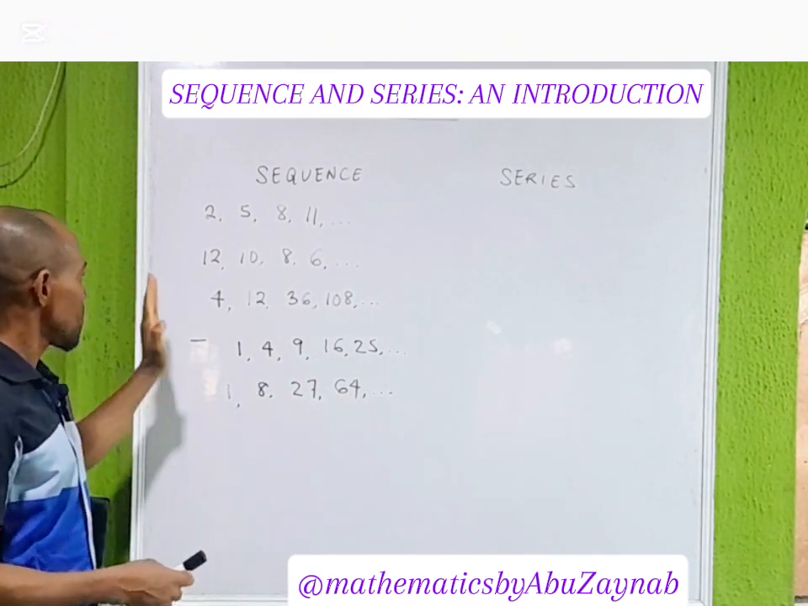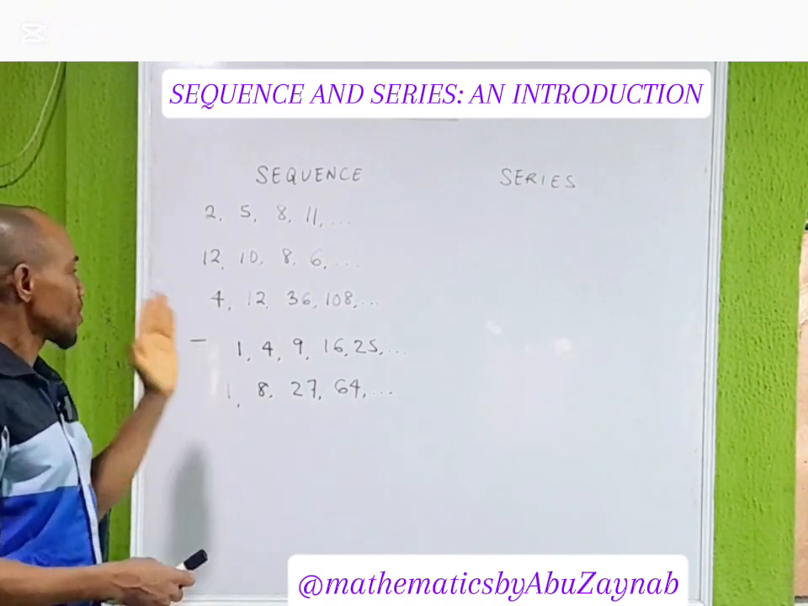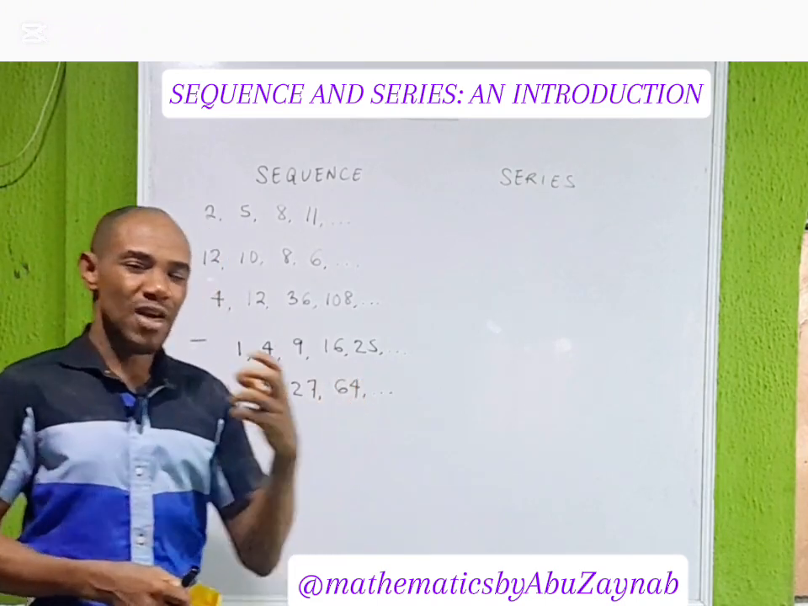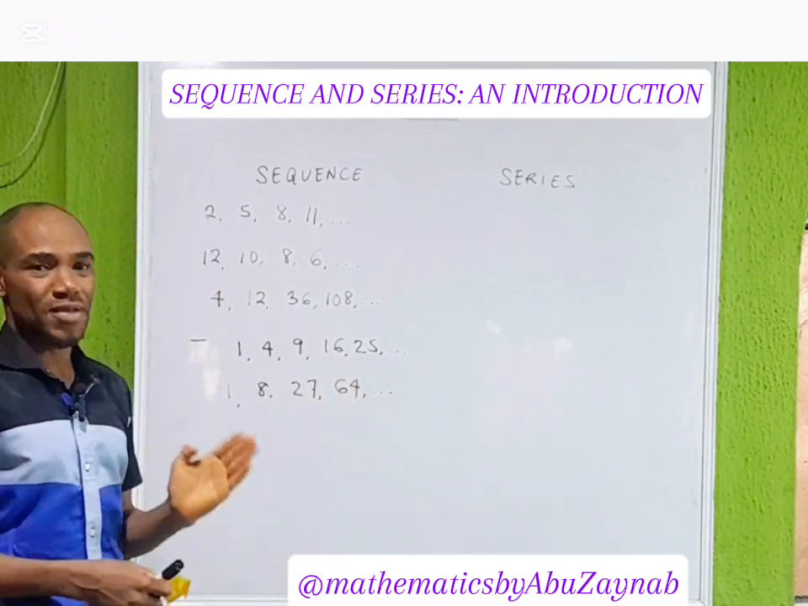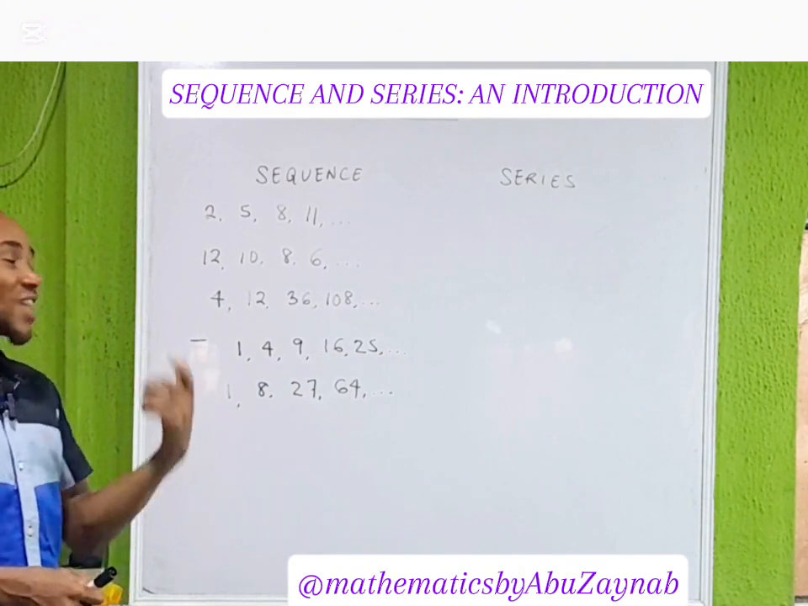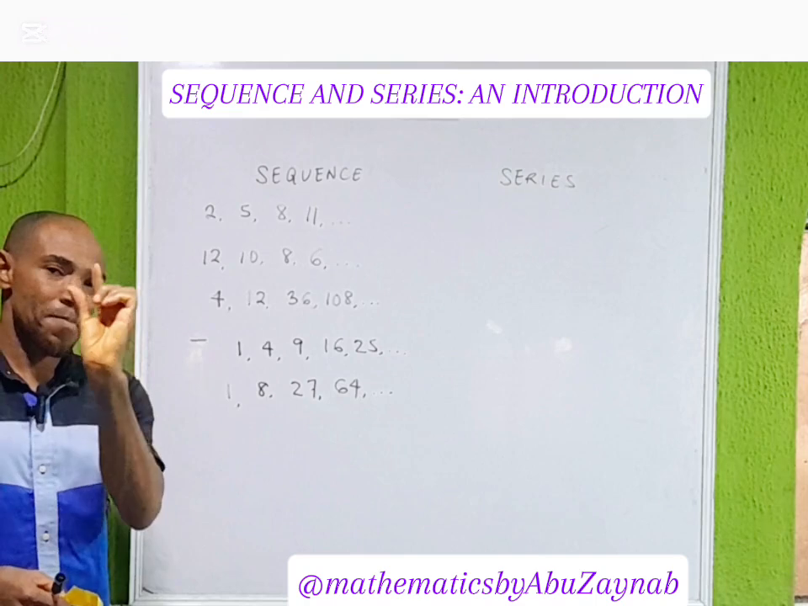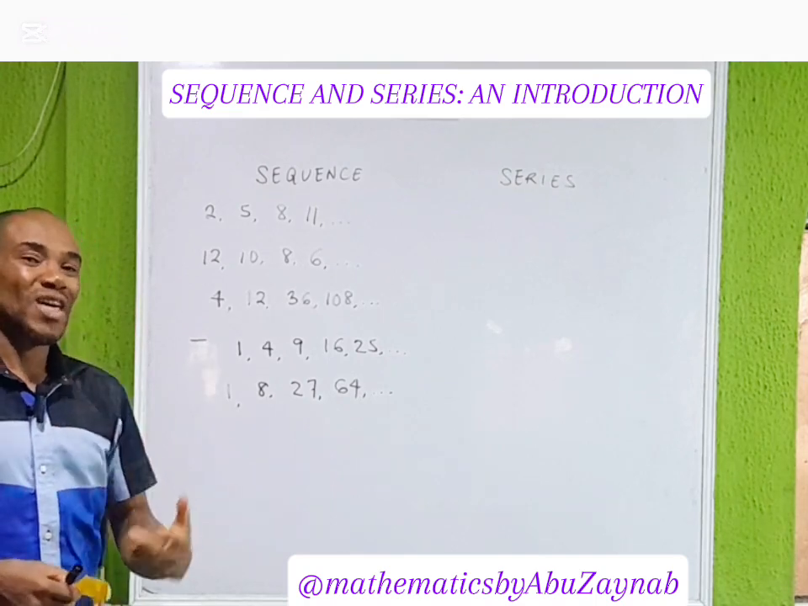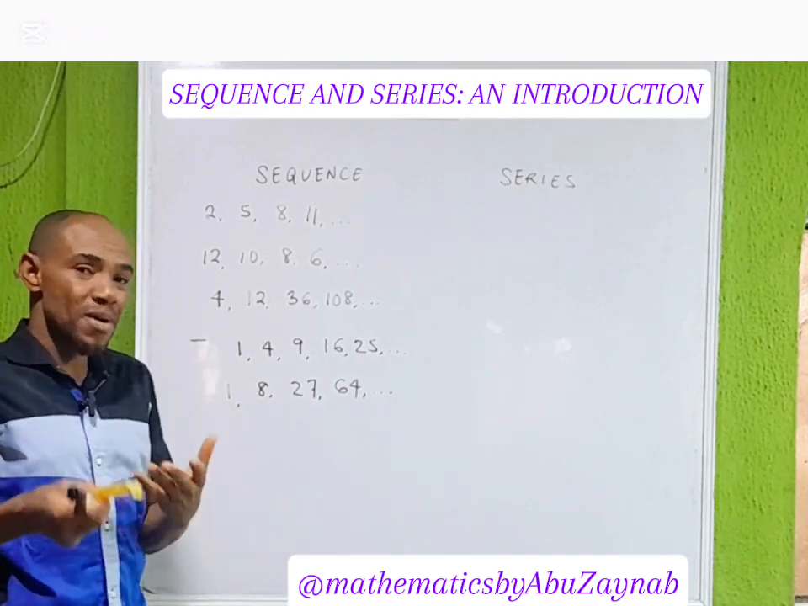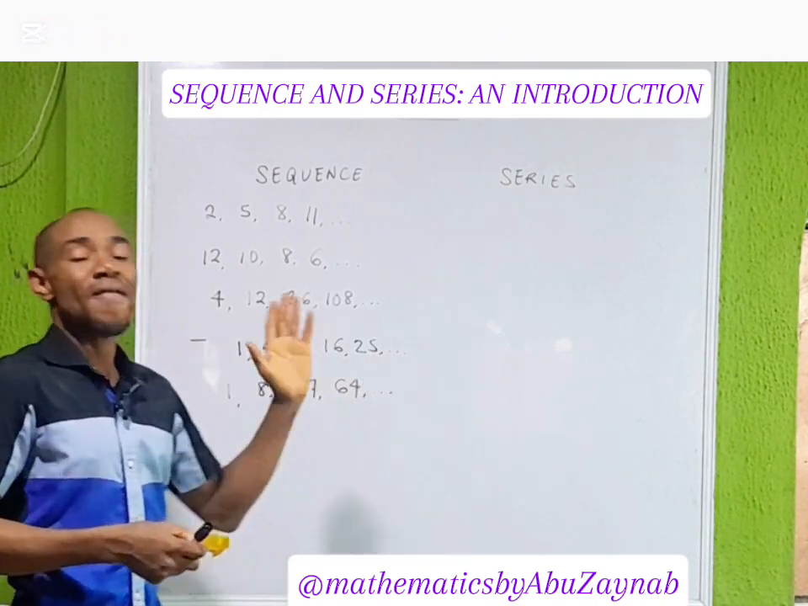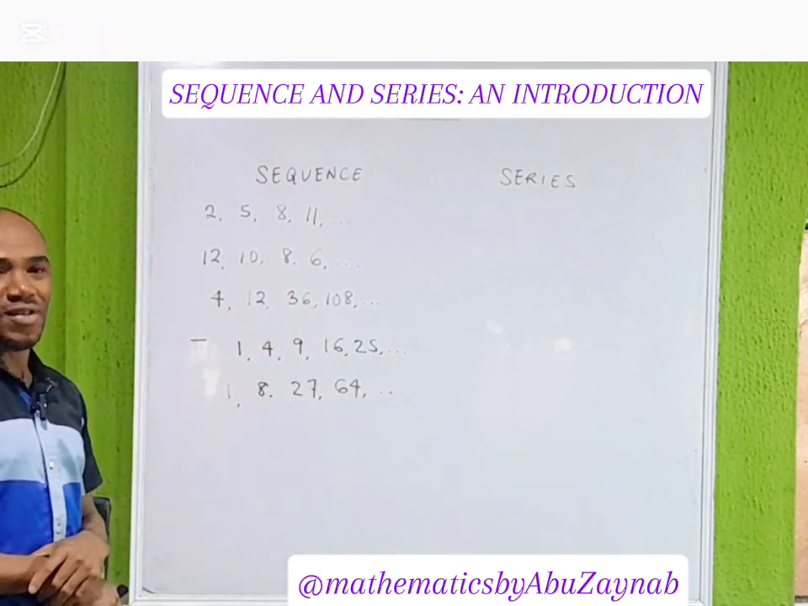So, as you can see, by definition, a sequence is a set of numbers or values that follow a constant or regular pattern, and through which we can generate the subsequent terms. In other words, once you can identify the pattern at play, we can then use the knowledge of that pattern to generate the subsequent terms. That is what a sequence is.